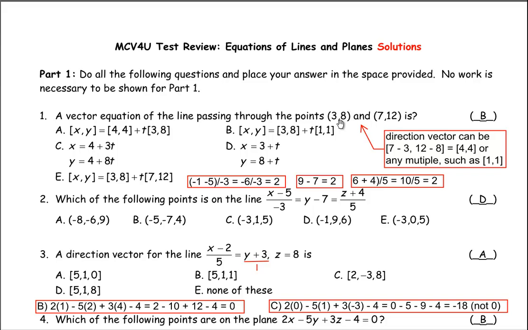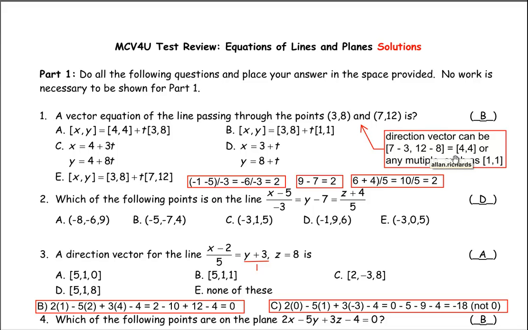Now, for a vector equation, we need two things. We need the position vector of a specific point on the line, and we have (3, 8) and (7, 12), so we have two of those. We only need one. The reason we have two is because we need to find a direction vector. To find the direction vector, we find the vector between these, and we can use any multiple of that. To find the vector between them, we subtract the coordinates. So 7 minus 3 here, and 12 minus 8 here, so that's the vector (4, 4).